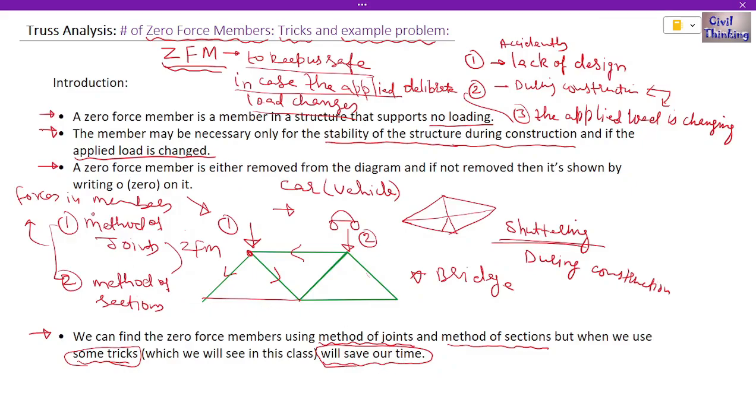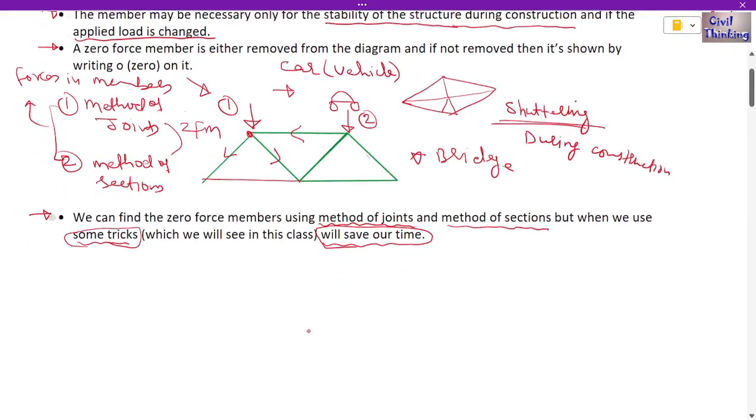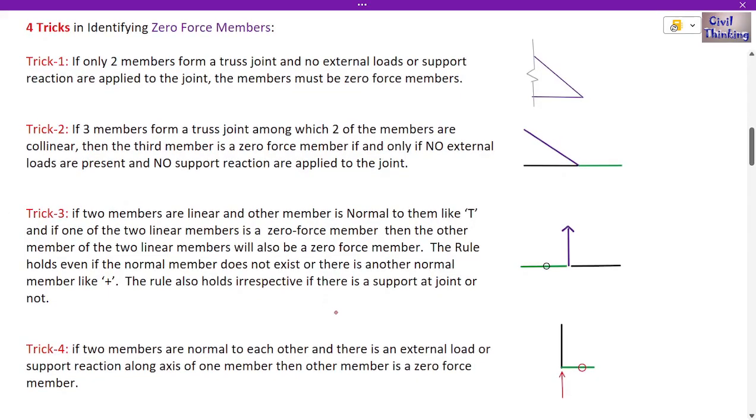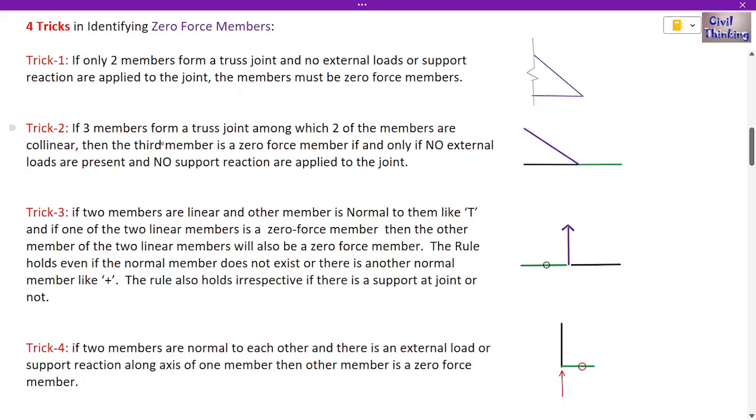Now we have talked about the introductory part. Now let us go deep dive into the tricks. Here are the tricks. How many tricks do we have? We have four tricks for identifying zero force members. I denote them with ZFM, zero force members. Now, what are these four tricks?